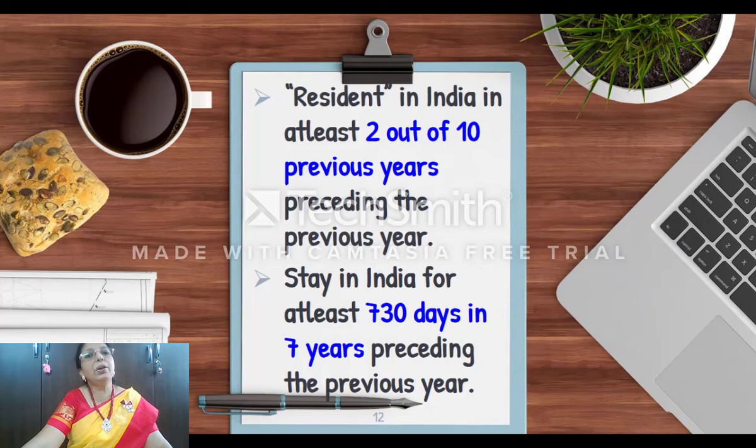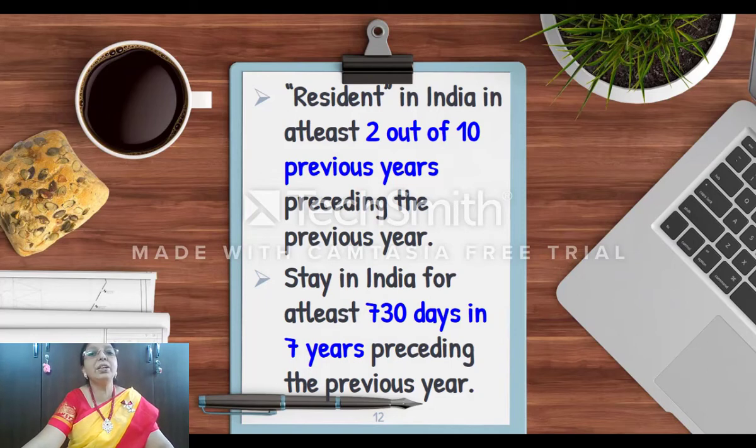If he does not fulfill any one of the additional conditions, he becomes not ordinarily resident. By fulfilling the basic condition, he becomes resident, and if he fulfills both the additional conditions, he is ordinarily resident. If he does not fulfill any one or both, he becomes not ordinarily resident. So the additional conditions, I repeat: resident in India for at least 2 out of 10 years preceding the previous year, and stay in India for at least 730 days in 7 years prior to the previous year.